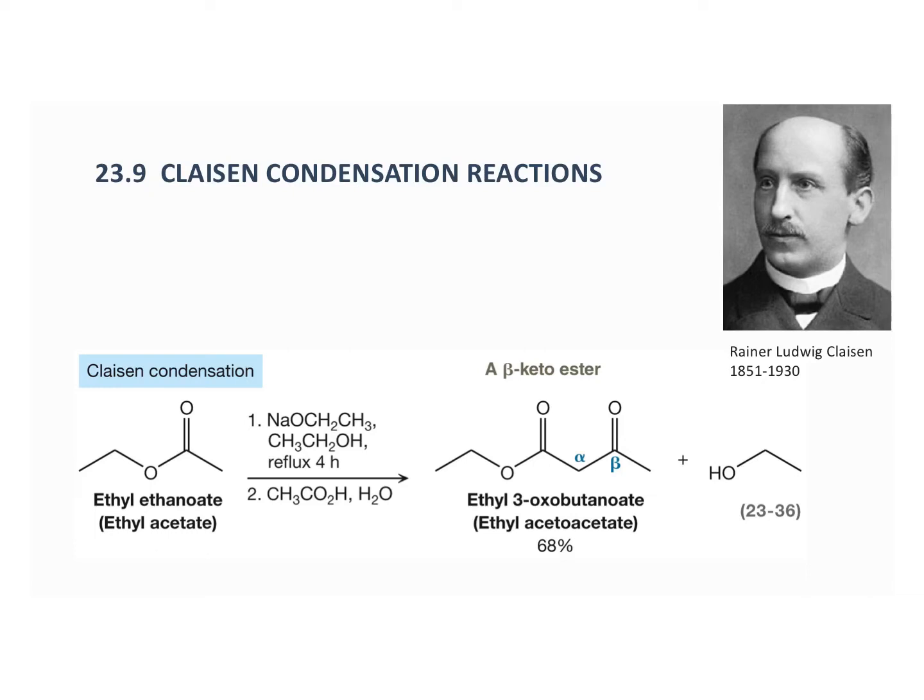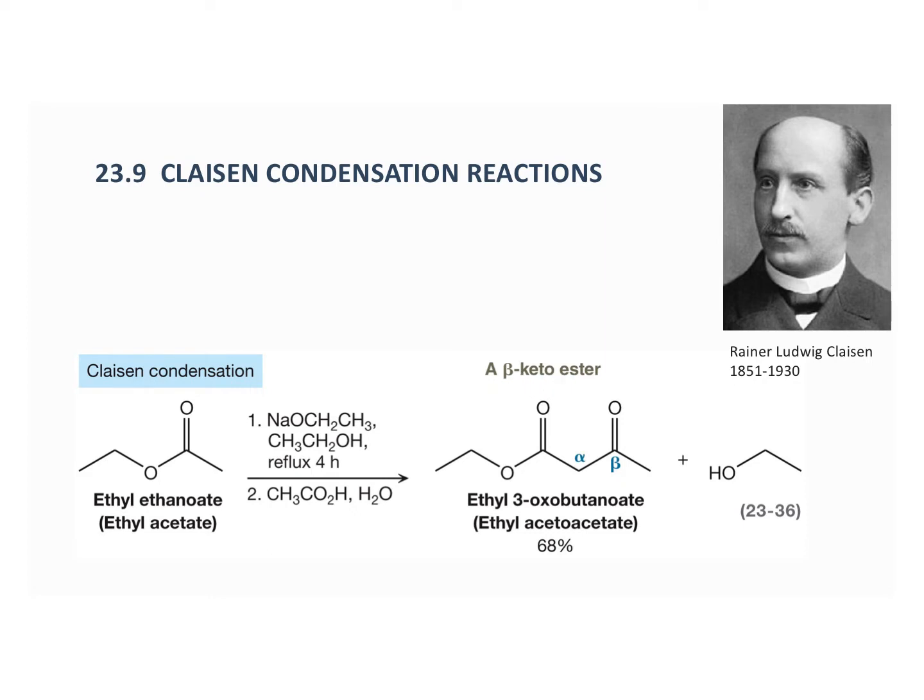So when ethyl ethanoate, which is also known as ethyl acetate, is treated with sodium ethoxide followed by an acid workup here, ethyl 3-oxobutanoate, also known as ethyl acetoacetate, is formed. And that is called a beta-ketoester.